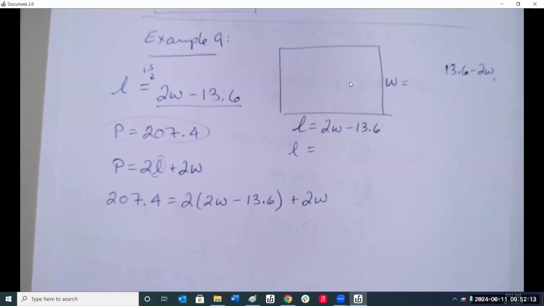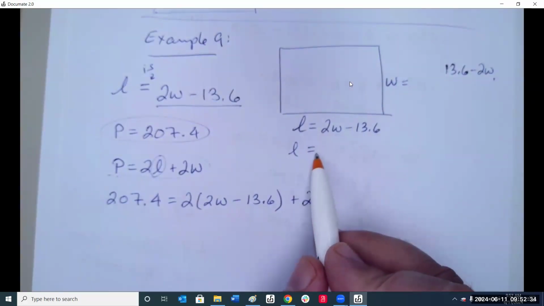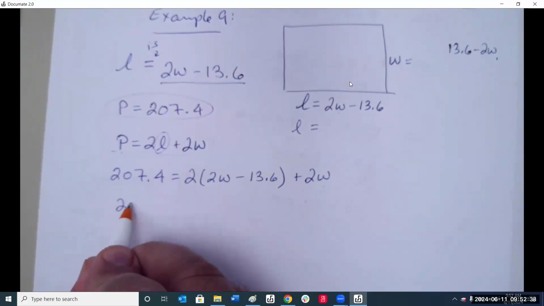This is our first goal. Since we only have one equation, we can only have one variable. That's what we did with this one. We had one equation and three variables. We put it down to one variable only. Now we can solve it because we can solve for W. Once we find W, plug it in there, we find L. So let's work it out.